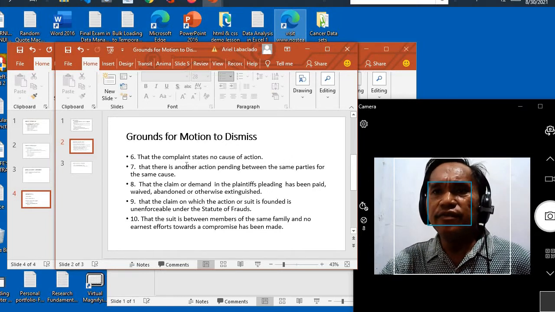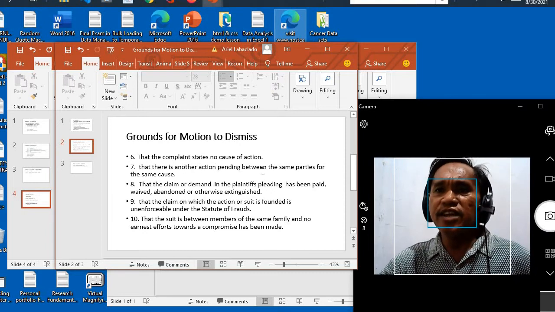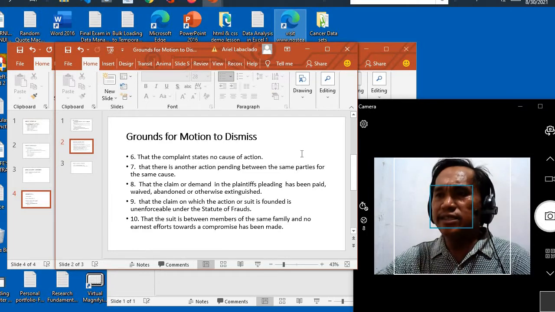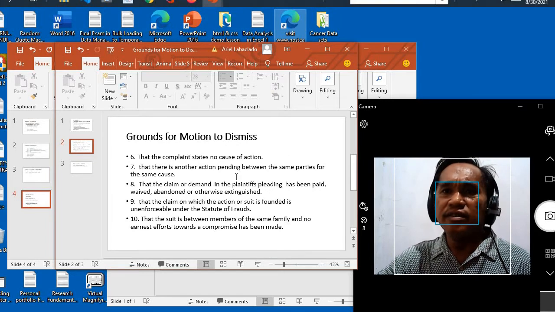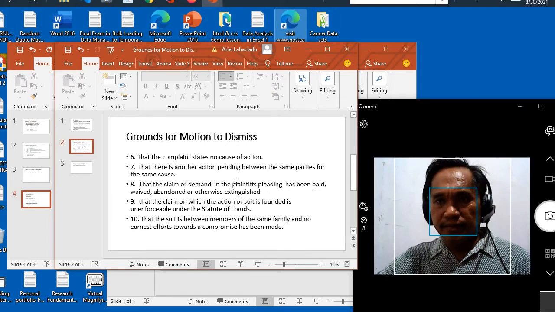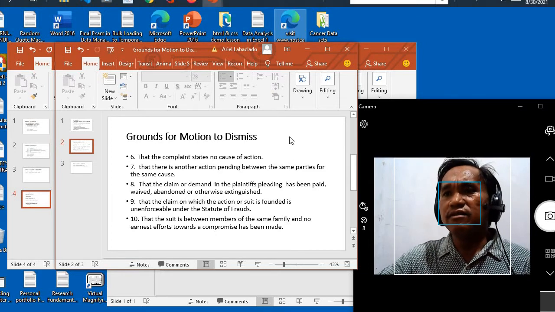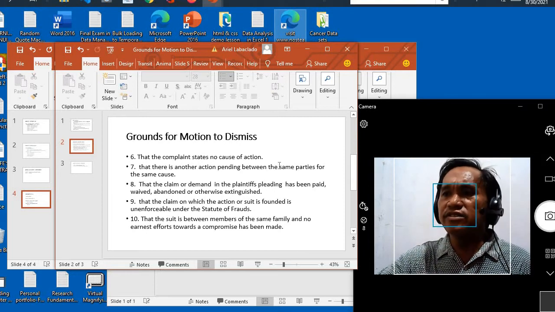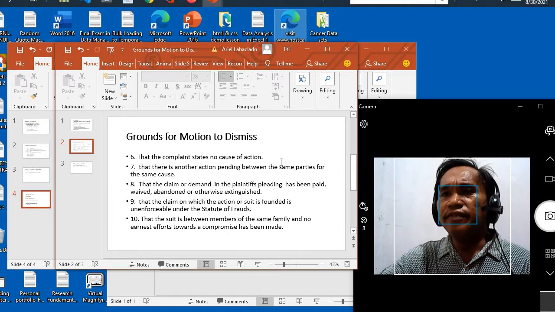Another ground for motion to dismiss, that there is another action pending between the same parties for the same cause. This is self-explanatory. Of course, if you have another action pending in the court involving the same parties and the same cause of action, then the lawyer of the defendant can move for dismissal.